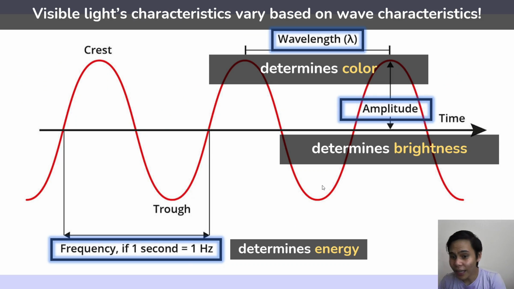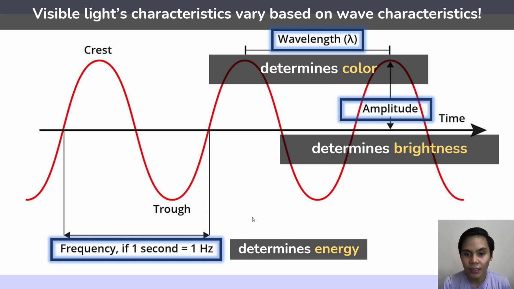Because of that, we can describe some of light's characteristics based on the characteristics of a wave. The wavelength of light actually determines the color of light. That's why we see different things as different colors, because of the different wavelengths of light that are present in natural light. Amplitude is the brightness of light. So light intensity, how bright a flashlight or a candle is, is actually related to the amplitude, or how far the wave is from the normal line.